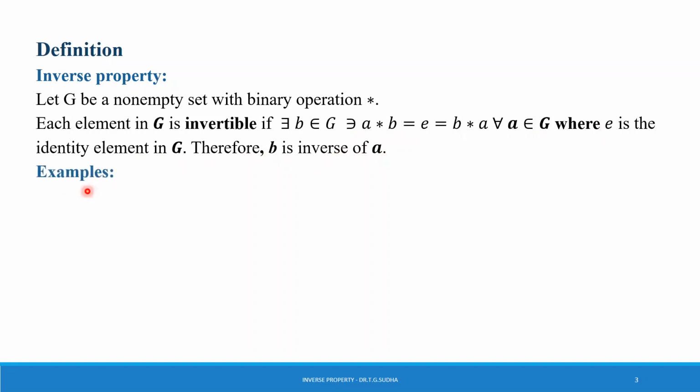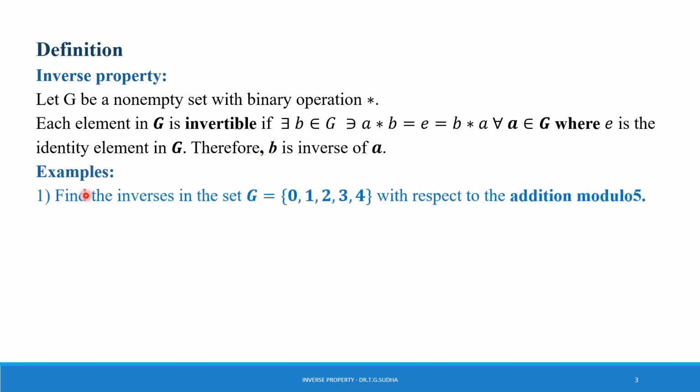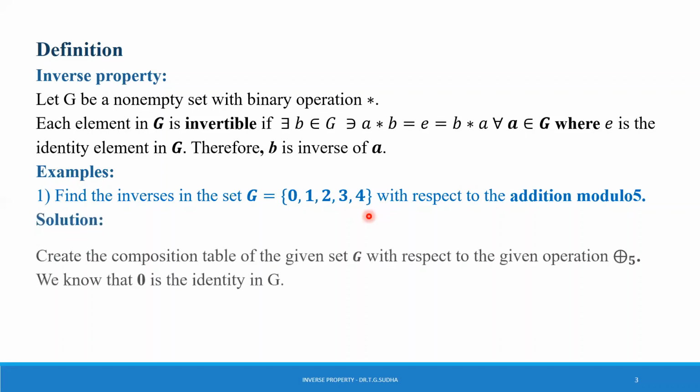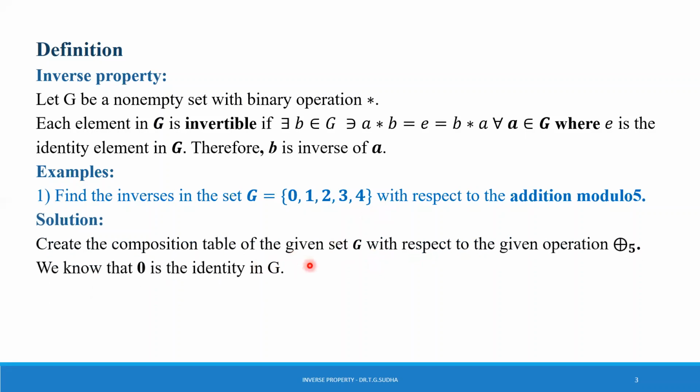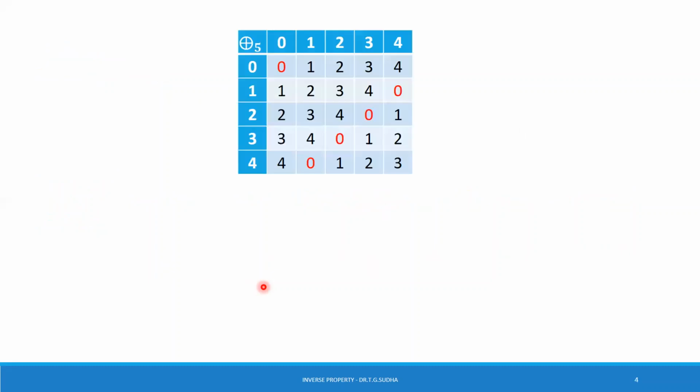So let us see some examples. So the first example, find the inverses in the set G equal to 0, 1, 2, 3, 4, that is Z5 with respect to the addition modulo 5. So let us see the solution. Let us create the composition table of the given set G with respect to the given operation addition modulo 5. We know that 0 is the identity in G.